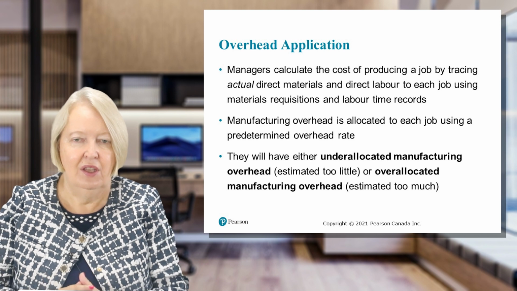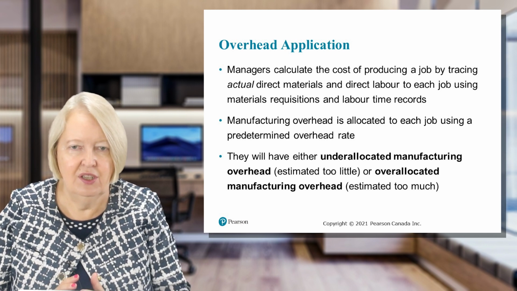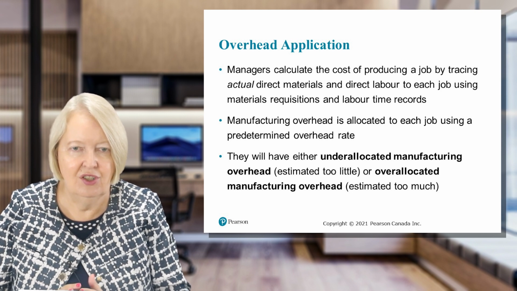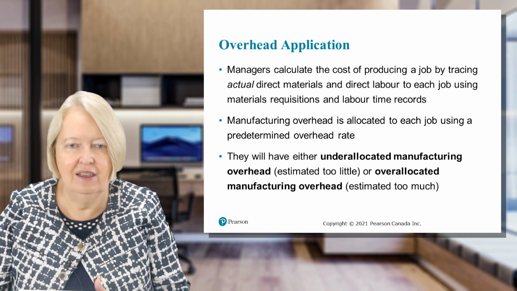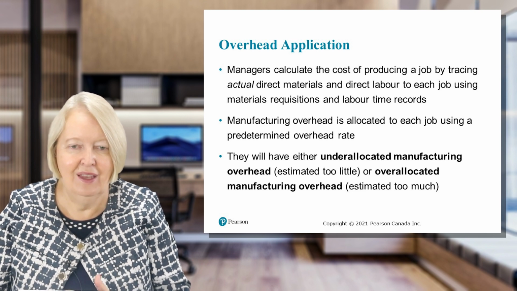So you can calculate the cost by tracing the materials and direct labor to each job, but it's the manufacturing overhead that needs to get allocated using that predetermined overhead rate. And as I mentioned, this does result in either not assigning enough overhead or assigning too much.